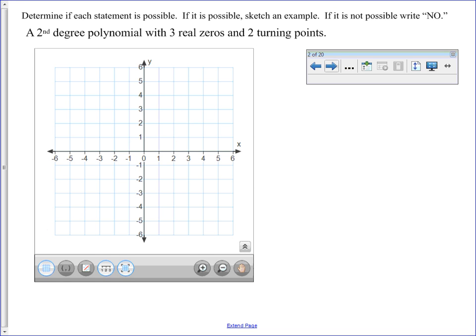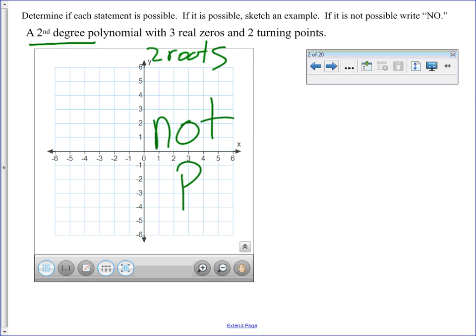A second degree polynomial with 3 real zeros and 2 turning points. Well, if it's a second degree polynomial, then it's only going to have 2 roots. That's the max it's allowed to have. So this is not possible.